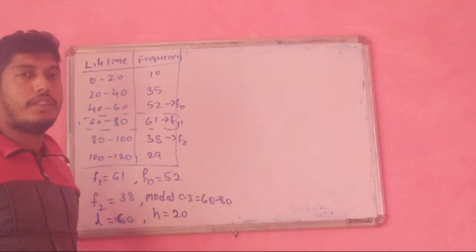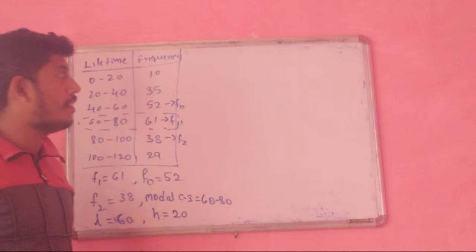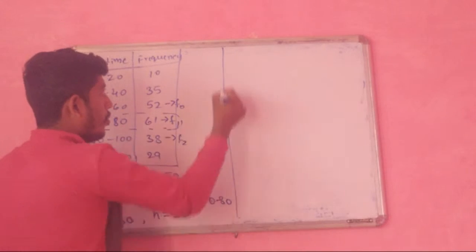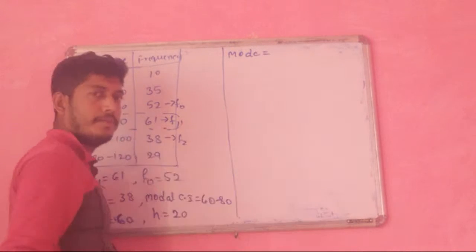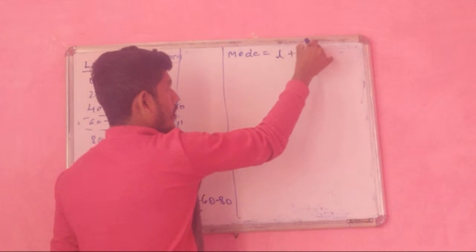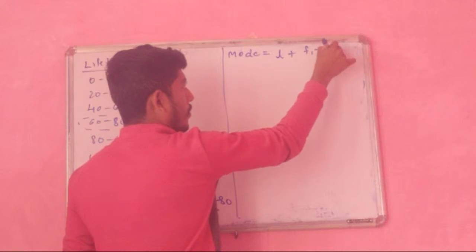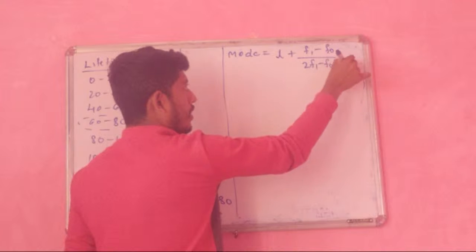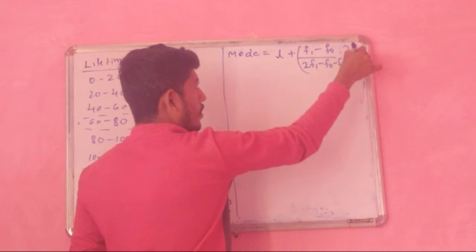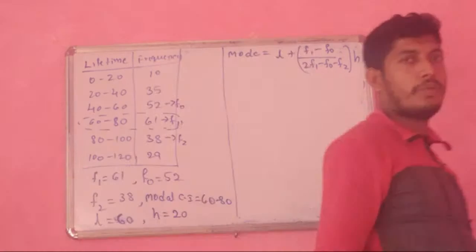Now after this, we will use the formula: mode equals L plus (f1 minus f0) divided by (2f1 minus f0 minus f2) into H. Just look at the formula.